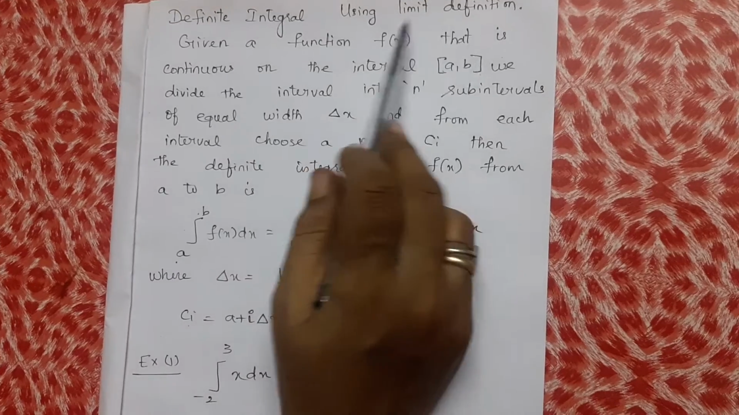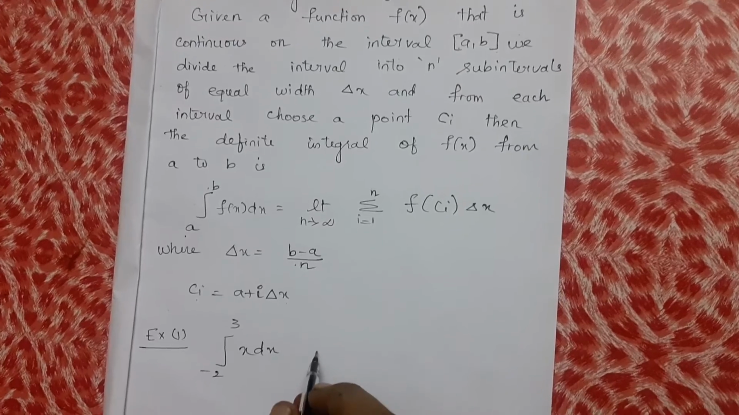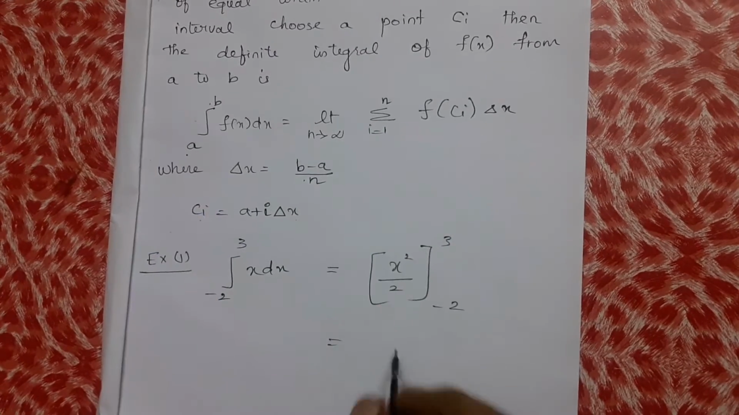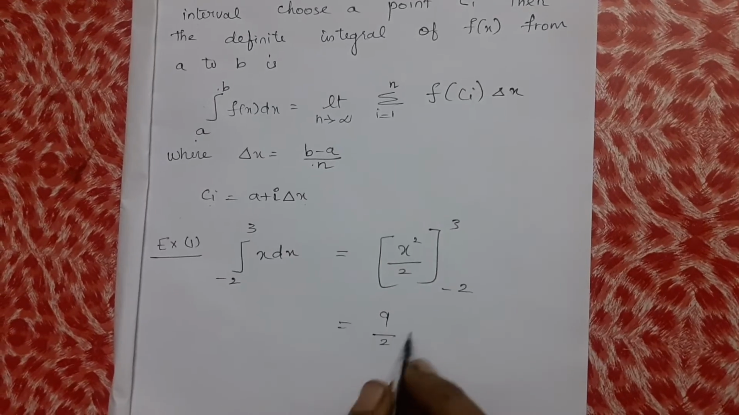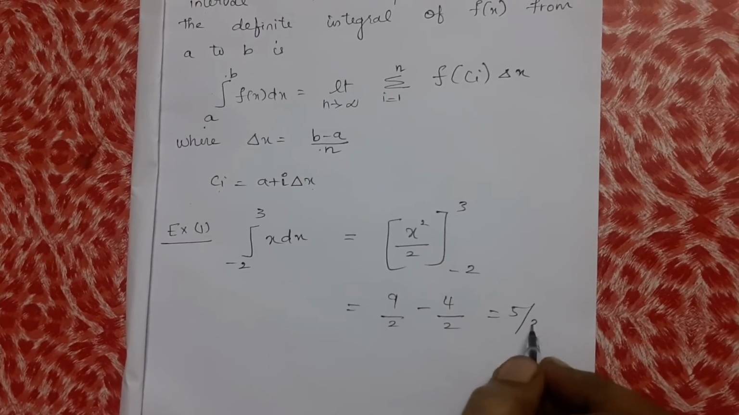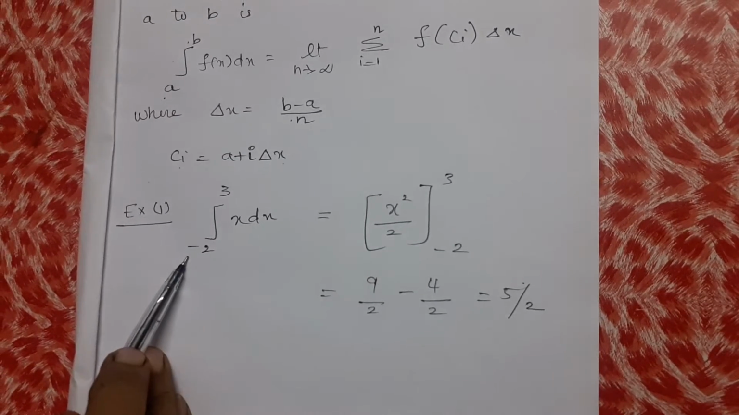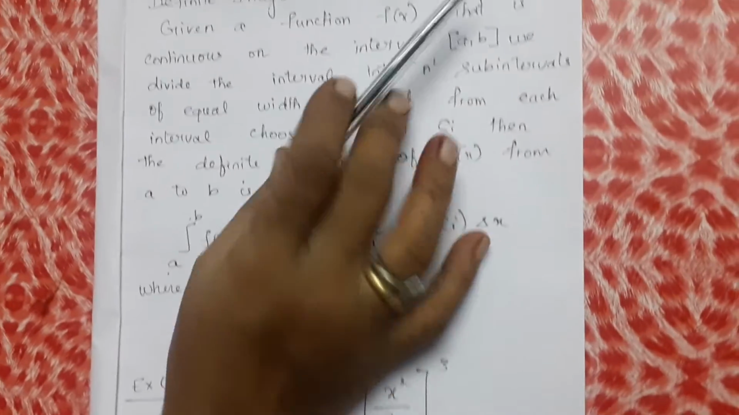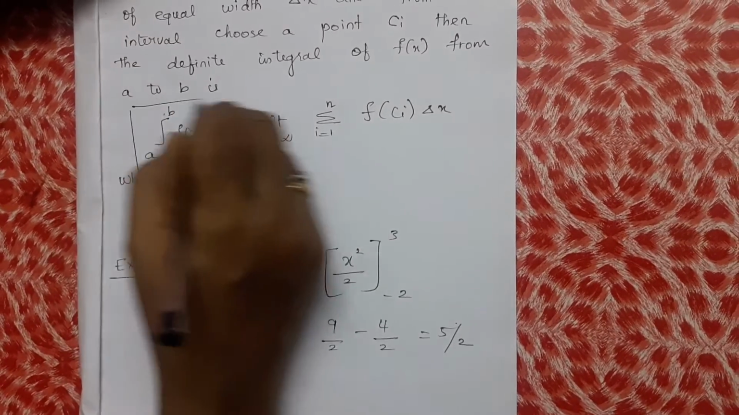Before using the limit definition, let me integrate this with ordinary integration. The integration of x is x squared by 2, with upper limit 3 and lower limit minus 2. When I substitute 3 for x, we get 9 by 2, minus (minus 2) whole squared, which is 4 by 2, giving 5 by 2. So we are going to evaluate this definite integral using limit definition, but the solution we must derive is 5 by 2. So let me use this definition.